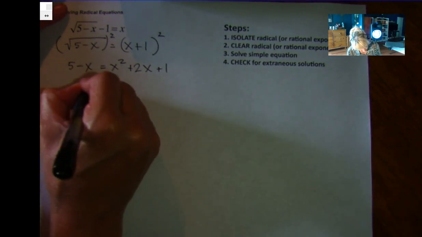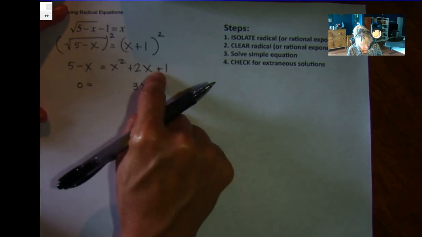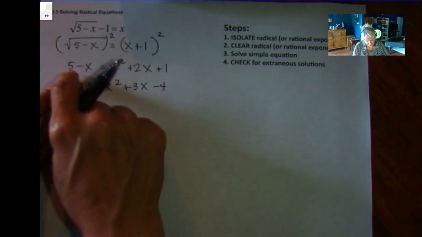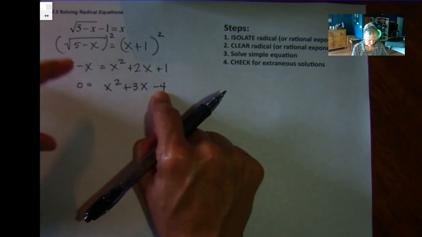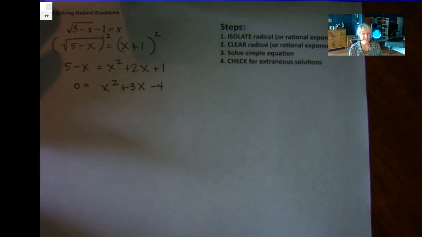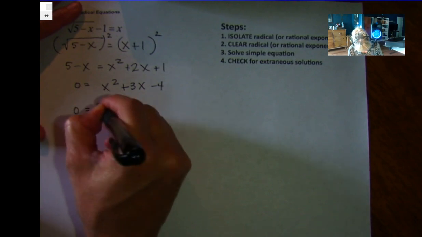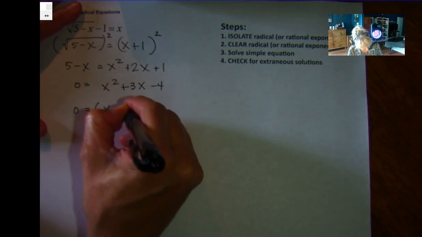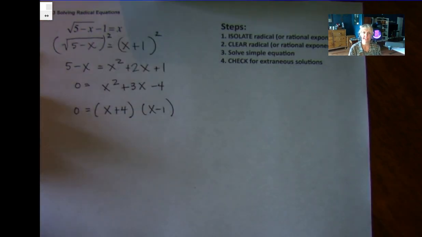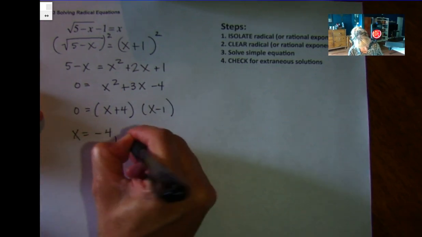So 0 plus x minus 5 minus 5. So I'm just going to double check my work. Minus 5 is a negative 4. Plus x is a 3x, and I just brought down the x squared. We're good. Let's go ahead and see if this is factorable, and it is. So 0 is going to equal (x plus 4) times (x minus 1). And let's see what happens when we plug this in. So x is going to equal a negative 4 and a positive 1.